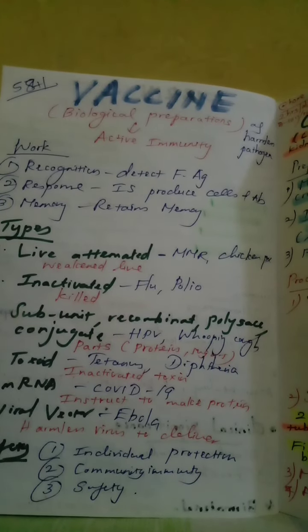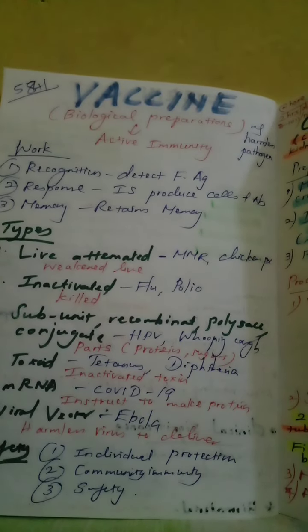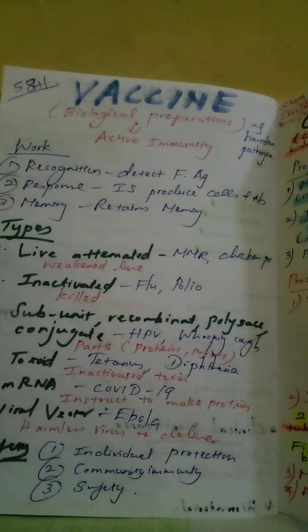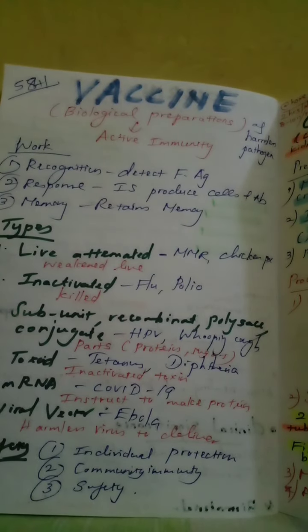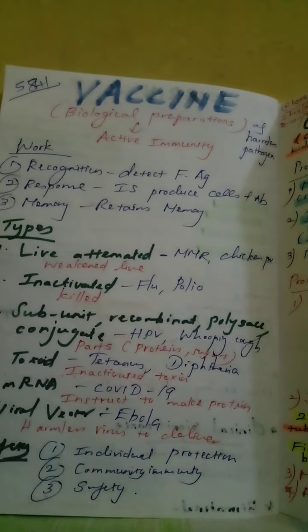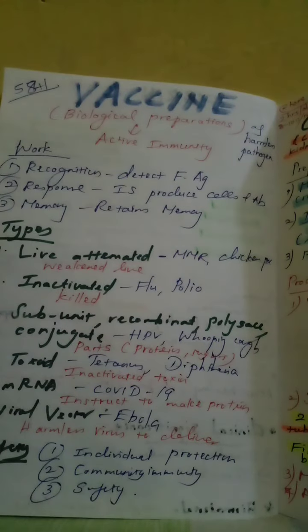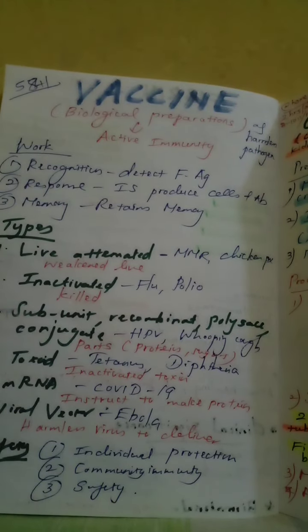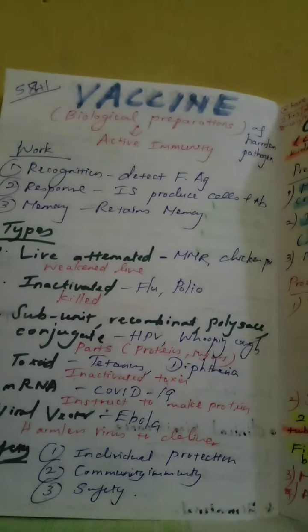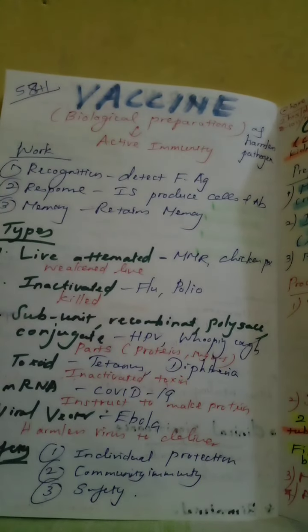So once taken, apart from the doses or the boosters that we need to provide, we don't need to take, or there's no requirement for, an additional protection. So how does it work? There are three steps: recognition, response, and memory.